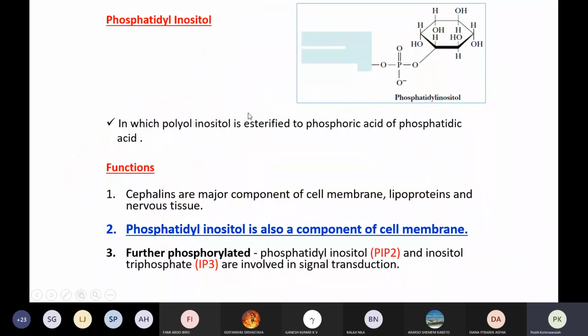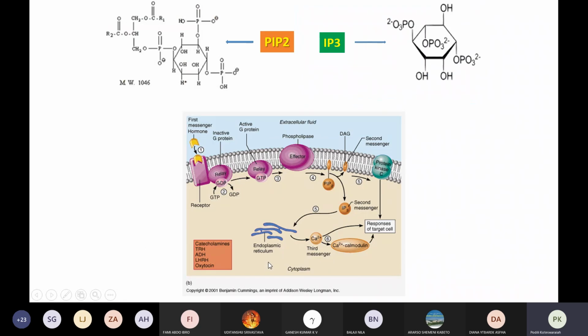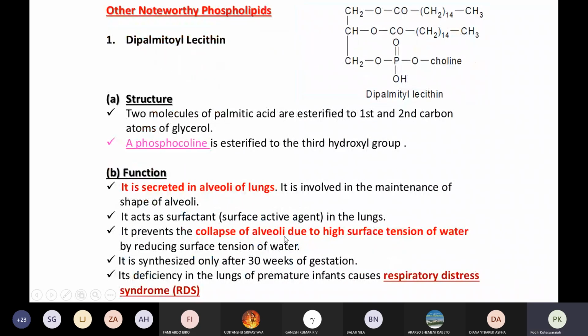And then phosphatidylinositol. As I already said, when the phosphatidic acid is further esterified with the inositol, that is a polyalcohol, the phosphatidylinositol is formed. And this phosphatidylinositol is a source for the phosphatidylinositol diphosphate and the phosphatidylinositol triphosphate. They are involved in the signal transduction. They are the messengers. So this is about the phosphatidylinositol, and these are all about the phospholipids.